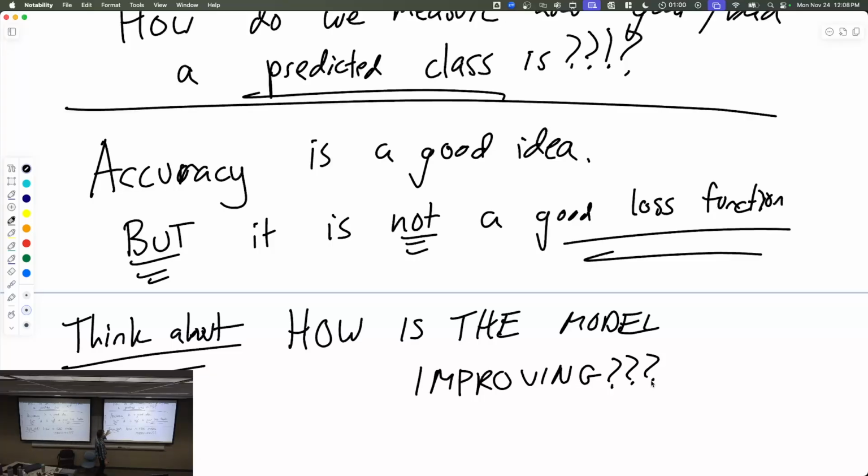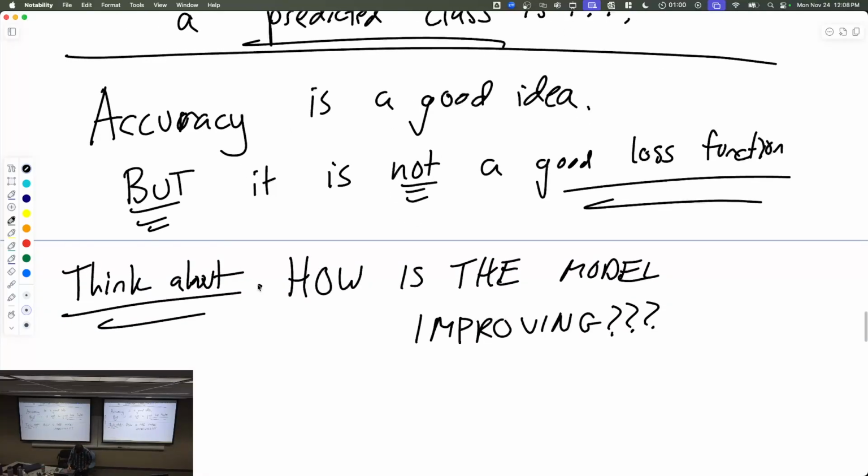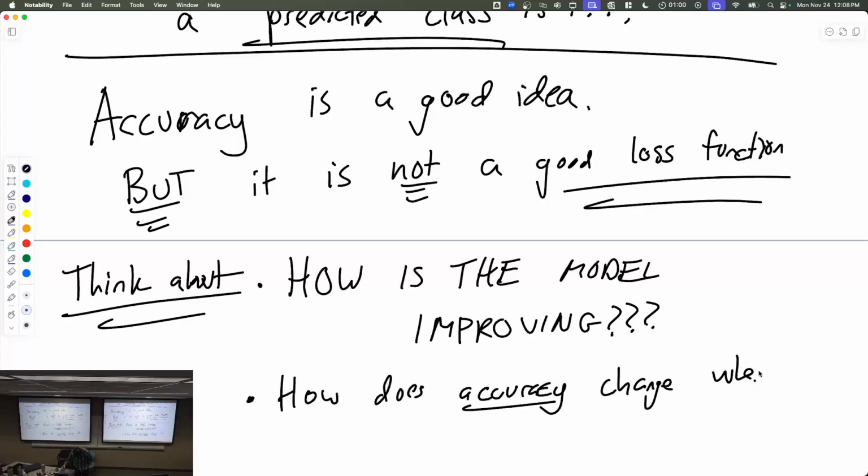Think about what would happen if you make a small change to the weights. What happens to the accuracy? Maybe I'll write that down. How does accuracy change when we make a small change to the weights?